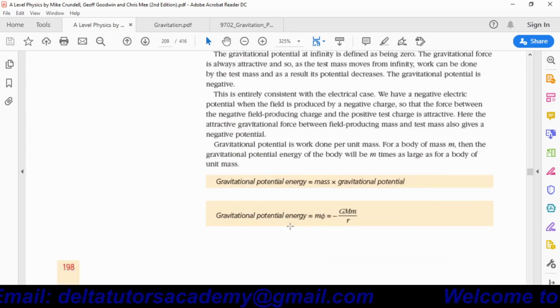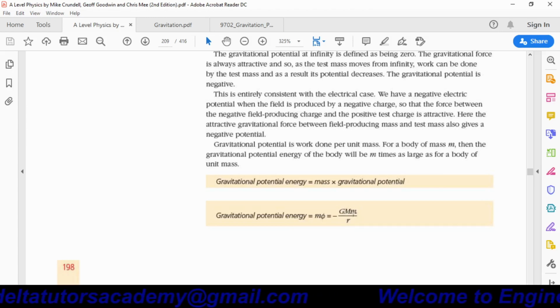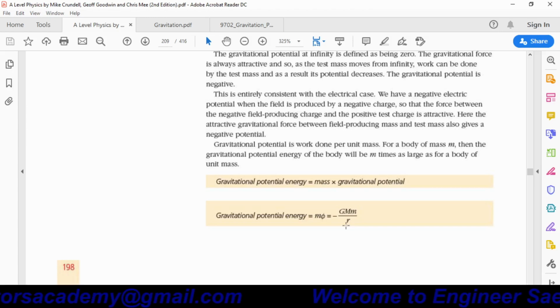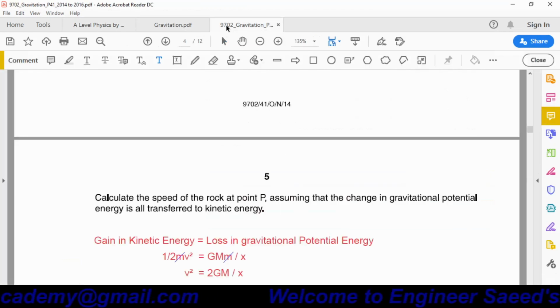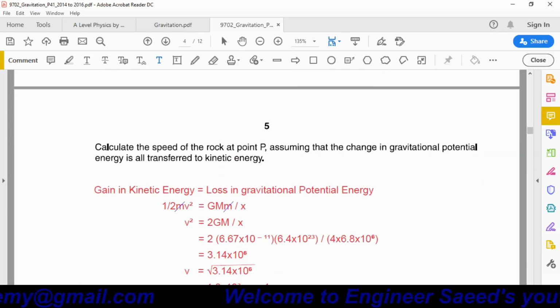The formula for gravitational potential energy is G capital M small m over r, given here. R is for the separation. We can use r or we can use x. Both alphabets can be used, whichever you want.